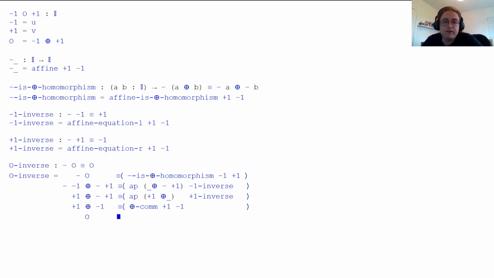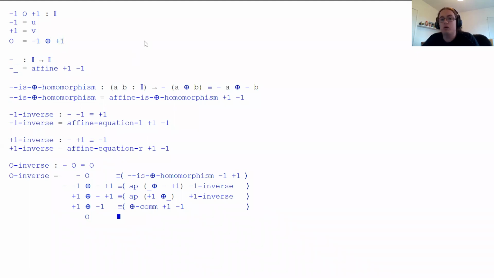And then we can show some fun facts. For example, -0 = 0 is quite easy. First, we use the fact that it's a midpoint homomorphism to transform this into (-(-1)) midpoint (-(+1)). And then we use the inverse facts twice to get 1 midpoint -1. And then because it's commutative, we can swap it over, and that's how 0 was defined up here.